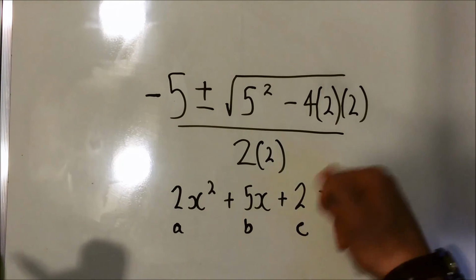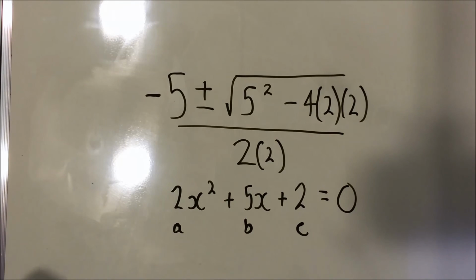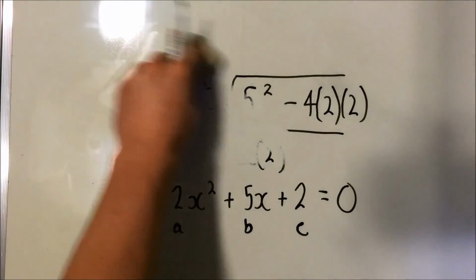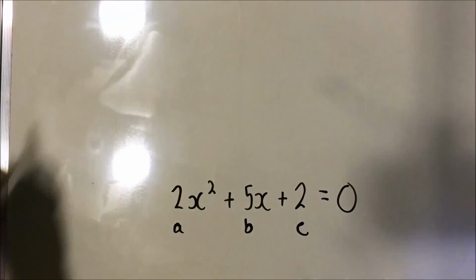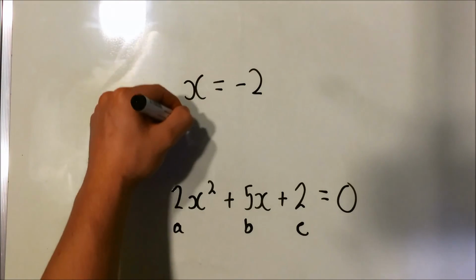So now, if you type this in a calculator, it will give you the same answer as previously, which is x equals minus 2 and x equals minus a half.